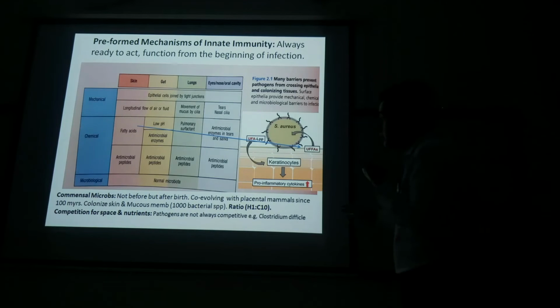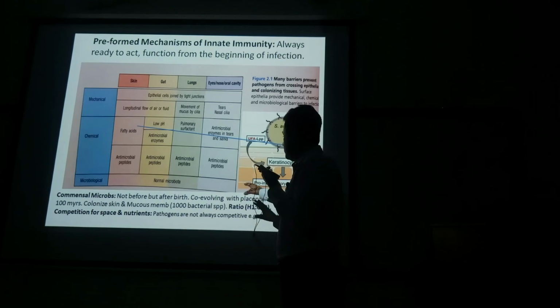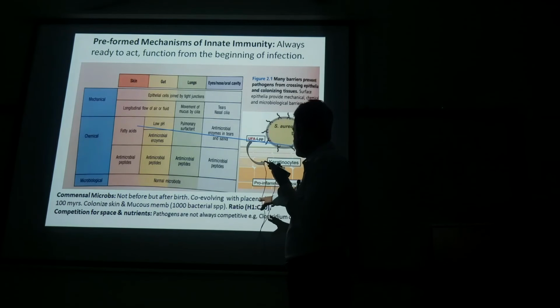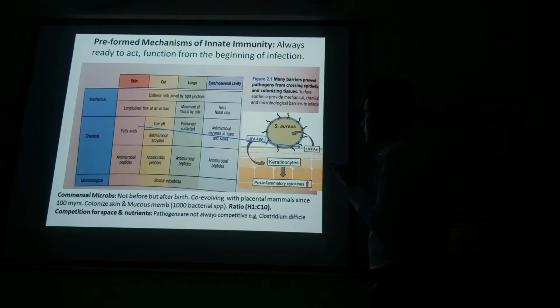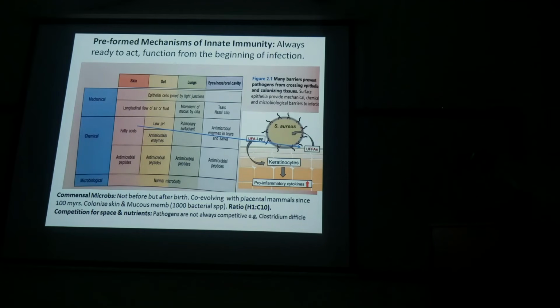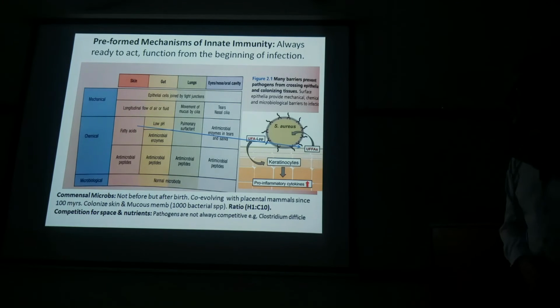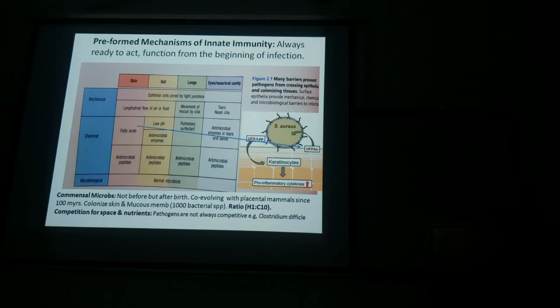And if you look at the number of cells, the ratio of these cells is H1 to C10. H is for human and C is for the commensal. So if there is one human cell, there are 10 bacterial cells or 10 commensals. So there are 10 times more microbial cells in your body than the number of your own body cells.